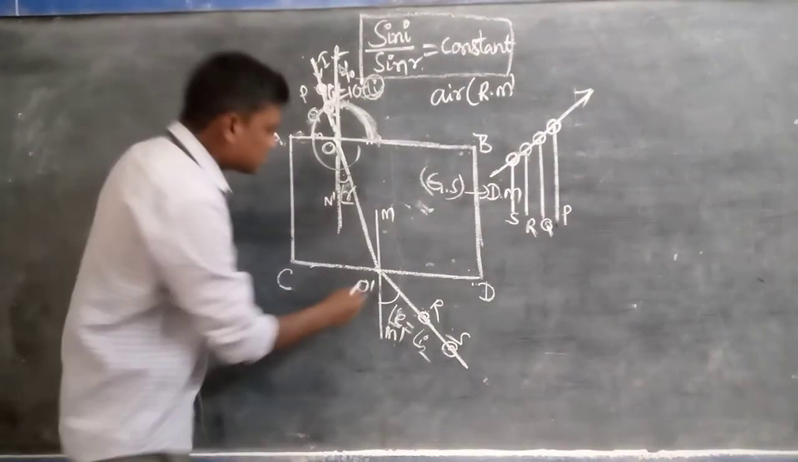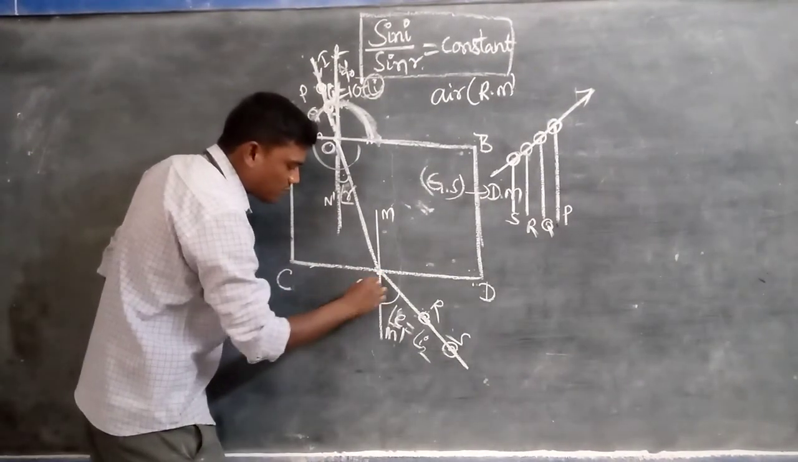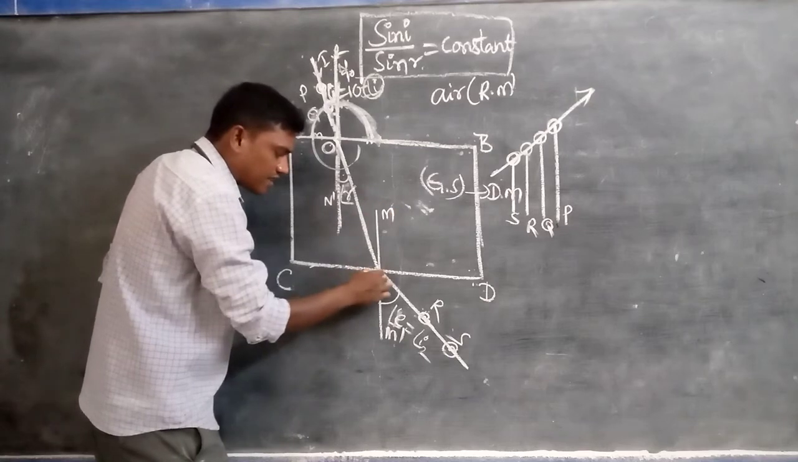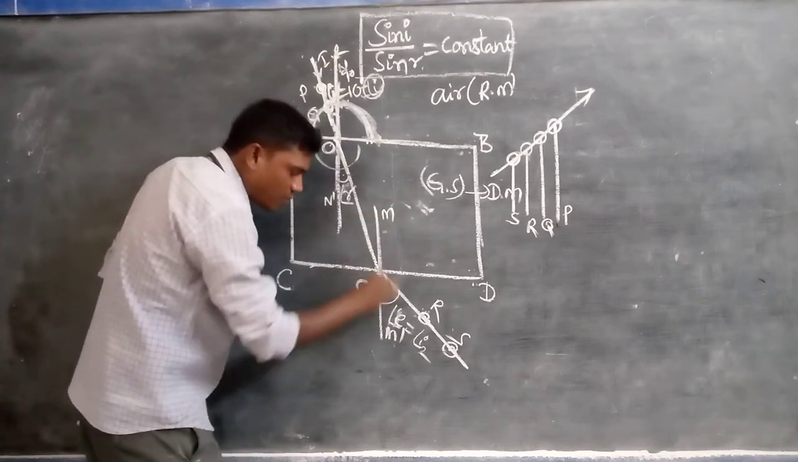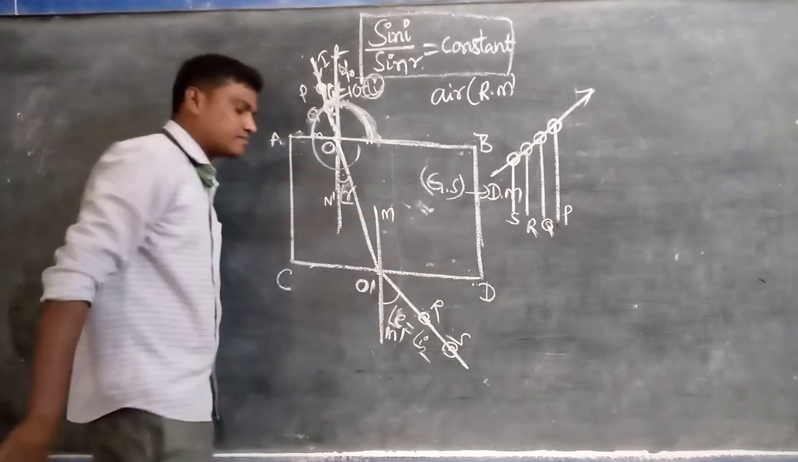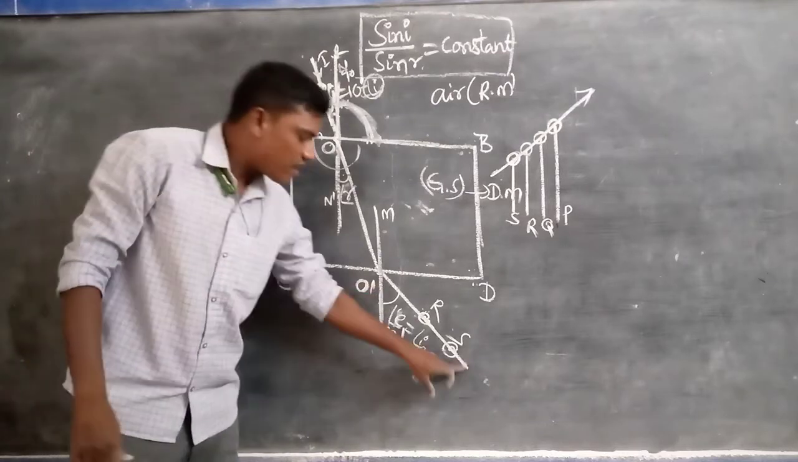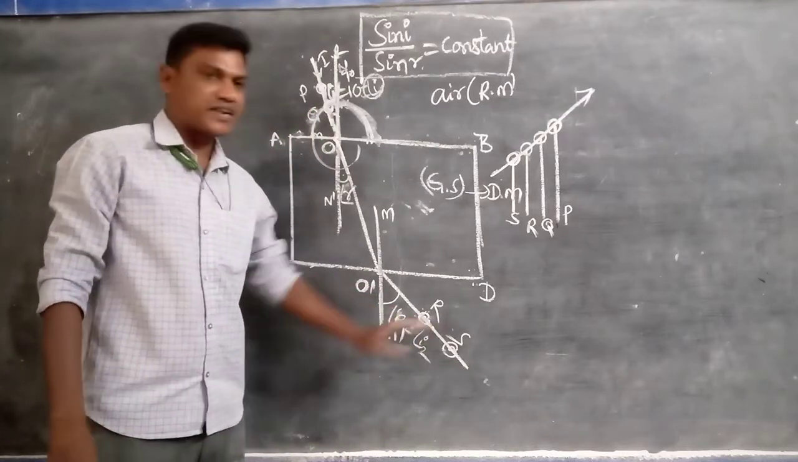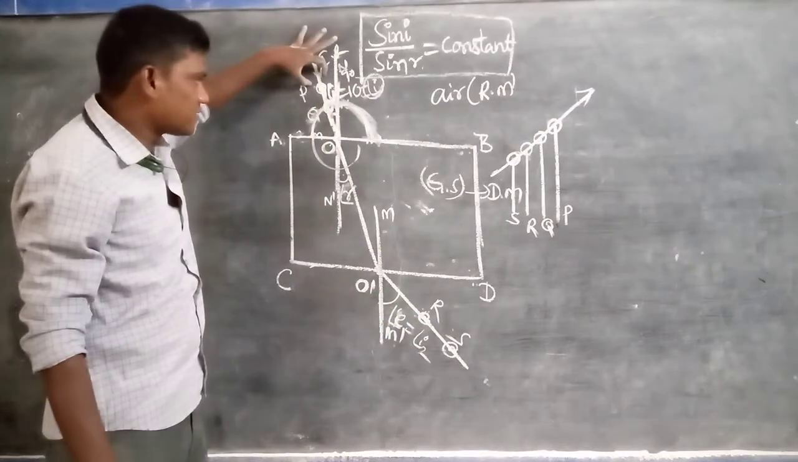When it meets the CD line, that point we call O dash. At this intersection, we draw one normal for CD. So this one represents the emergent ray, and this is the incident ray.